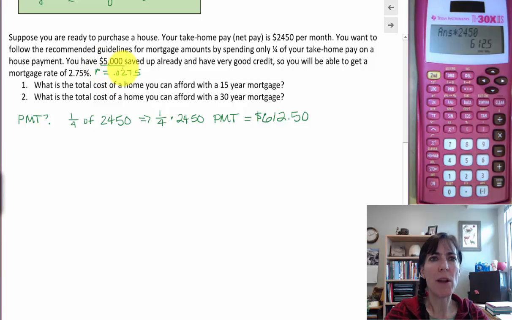So we know our payment, and then we need to think about this $5,000. You already have $5,000 saved up. So I think when we have our maximum purchase price, we can just add $5,000 on top of that, and that'll give us a higher value that we can use to purchase a home. So we'll save that $5,000 for the end. And then number one, what is the total cost of the home you can afford with a 15-year mortgage? And that means that my T is going to be 15.